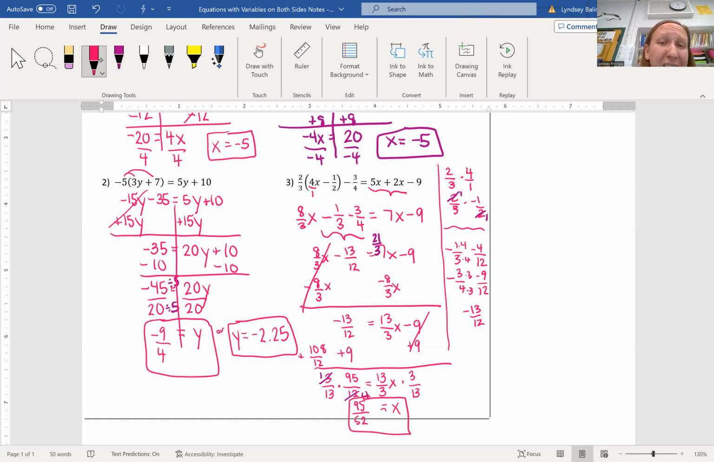So am I going to make you do tons like that? No. But you do need to know how to deal with these fractions. They are going to show up on the state test, unfortunately. So we're just going to keep going, keep practicing them, and hopefully get super good at them.